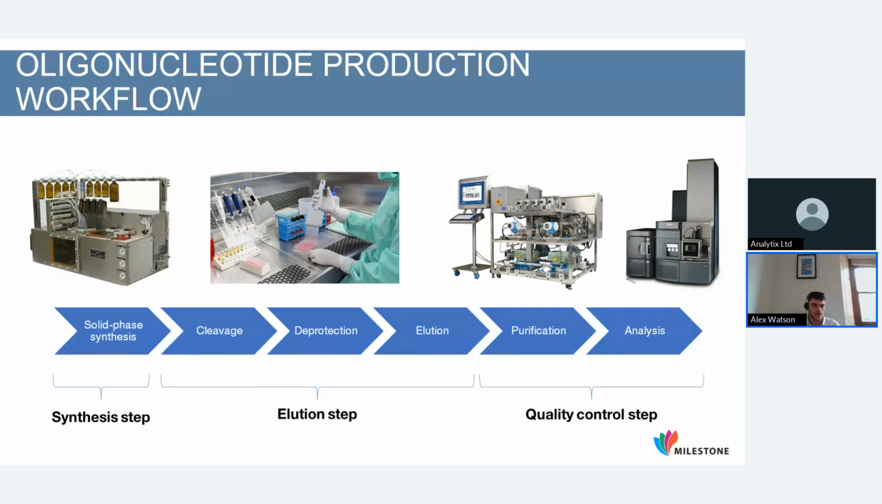And a really important thing to notice here is that you'll see the synthesis step and all of the quality control steps involve modernized automated technology. Cleavage and deprotection, as well as elution, remains the bottleneck in this process. It involves multiple labor-intensive, time-consuming steps where we can very easily introduce error to this workflow.